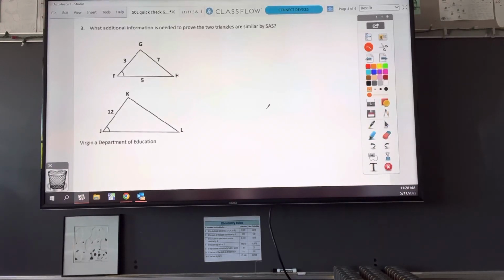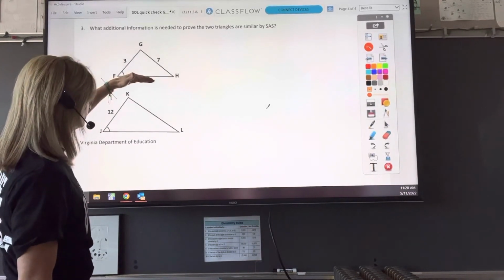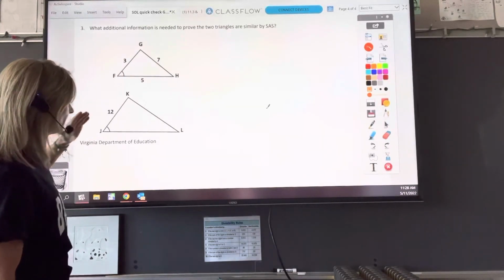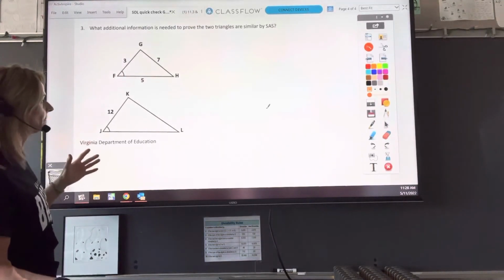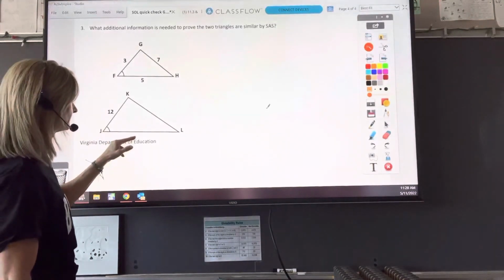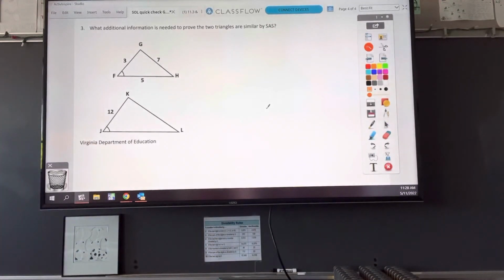What additional information is needed to prove the two triangles similar by SAS? Side, angle, side. That's the only angle we have, so we need the two sides on either side. Well, on this triangle that we need to be similar to the other triangle, we've got a side and an angle. We need the other side. We need this side here. So I'm just going to put an X there. And these are similar, so we need a proportion. So if I choose to put 3 over 5 on one side, then in the other, 12 over X.